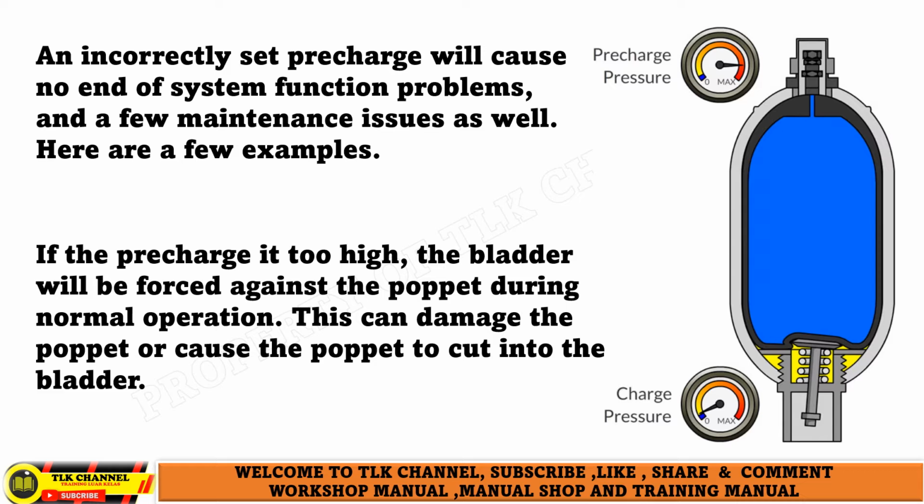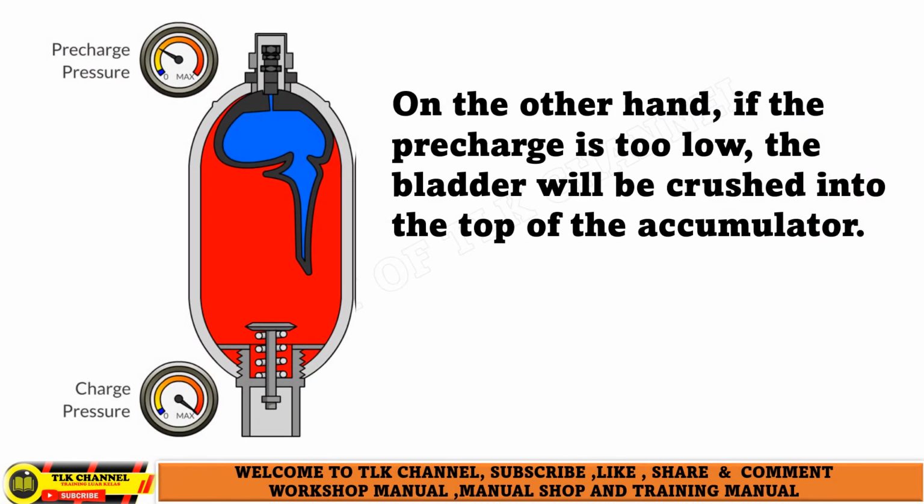If the pre-charge is too high, the bladder will be forced against the poppet during normal operation. This can damage the poppet or cause the poppet to cut into the bladder. On the other hand, if the pre-charge is too low, the bladder will be crushed into the top of the accumulator.